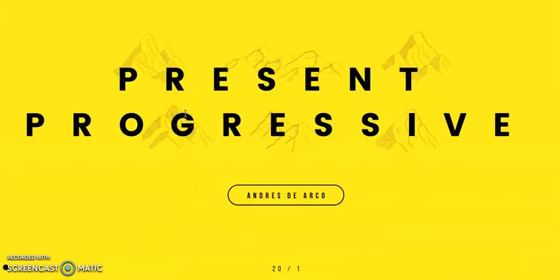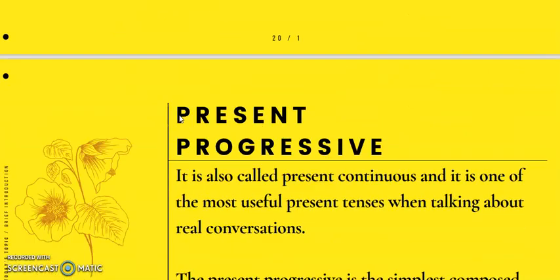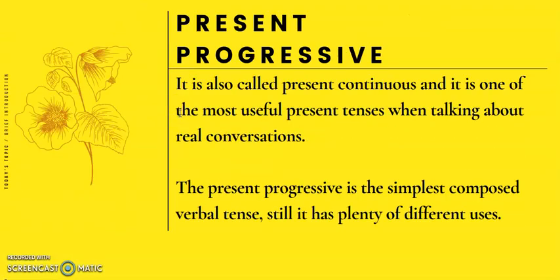And remember the topic that we have been studying since lesson number one is called present progressive. And it is really useful talking about daily life conversations, talking about daily life activities, and you are going to use it a lot. It is a compound verbal tense. Remember that compound means that you need an auxiliary and that you need a main verb that in this case is going to be the verb in ing.